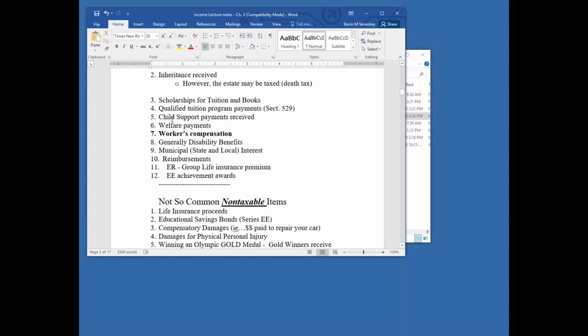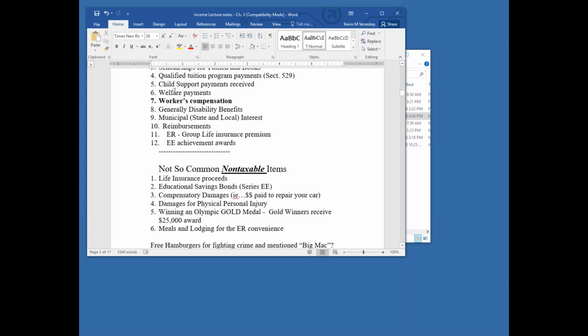Let's go down. Child support payments. Anytime you receive child support, it's not taxed. However, just the opposite though, the alimony, that law is kind of changing, but any type of divorce before 2018, alimony is taxable. Child support though is never taxed.